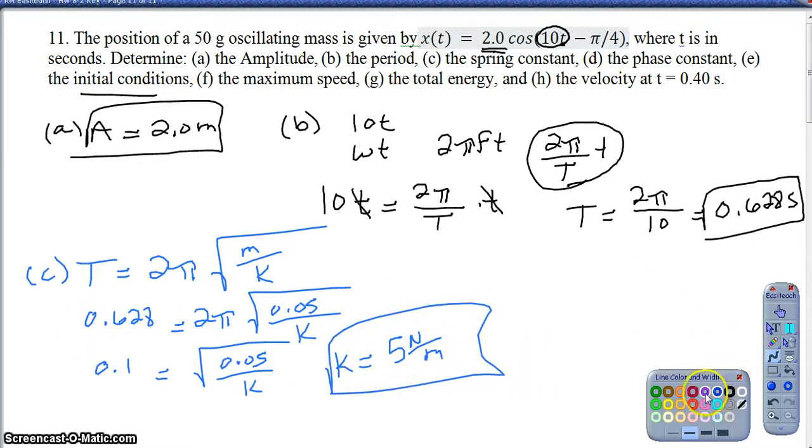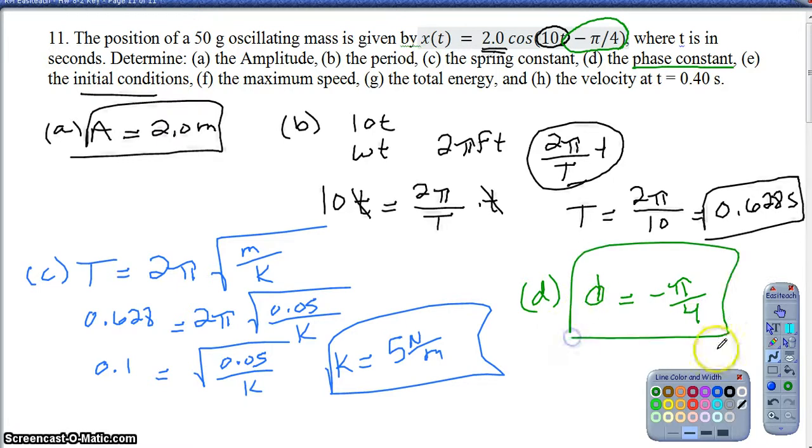And then finally, part D is pretty easy in terms of the easy portions here. All I have to do for part D is know what the phase constant is. As soon as I realize that the phase constant is whatever shift I've done on this function, I don't even have to calculate anything. I just need to know that my phase constant is negative pi over 4. That tells me where I'm starting at. That tells me what the function is doing to start off.